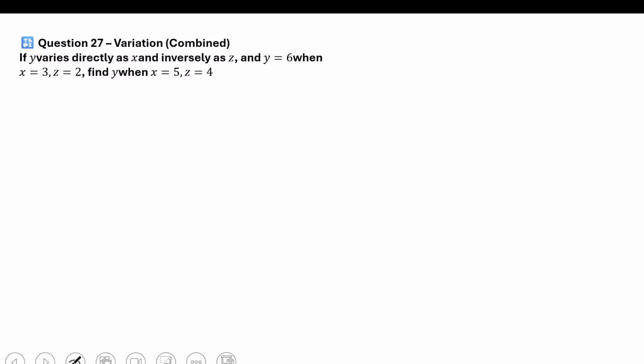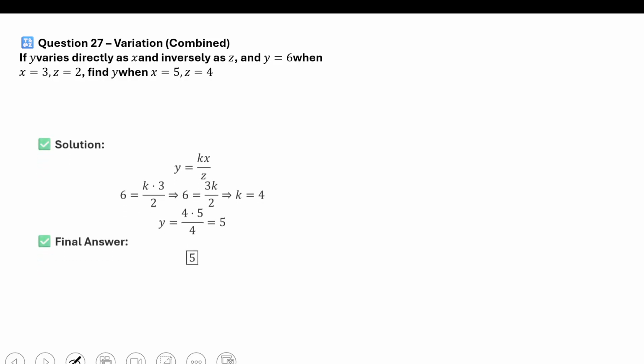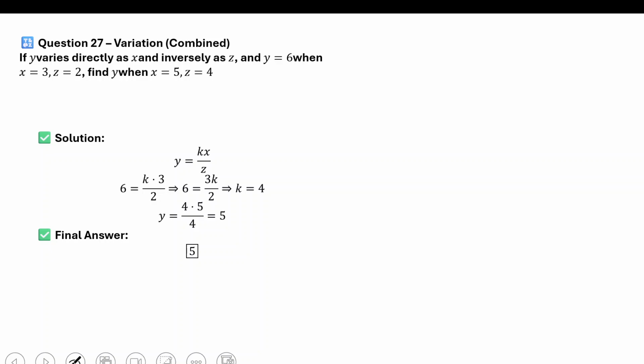Okay, so if y varies directly as x and inversely as z, and y is equal to 6 when x is equal to 3 and z is equal to 2, find y when x is equal to 5 and z is equal to 4. Okay, so the solution is out here. y is equal to kx over z, and we can get k first. Having gotten k, we can now go to the second instance and find this. The answer is 5.